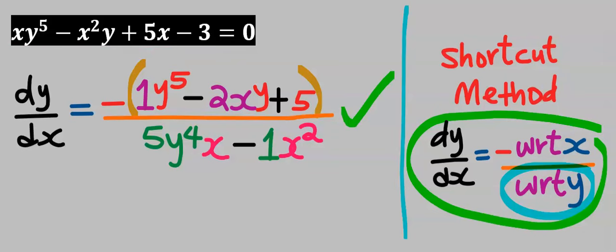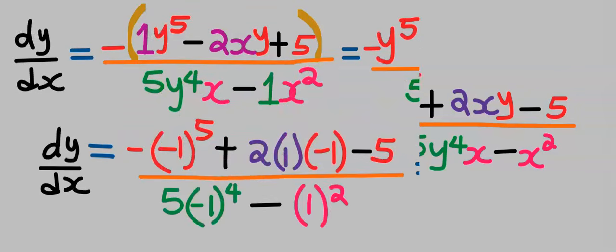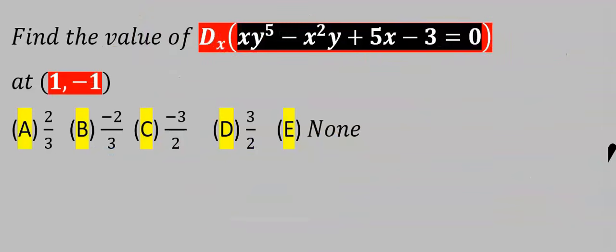And this will become our dy/dx using the shortcut method. Next, you open up this bracket with this negative. Substituting for x equal to 1 and y equal to minus 1, this is our dy/dx. From the options, our answer is C.